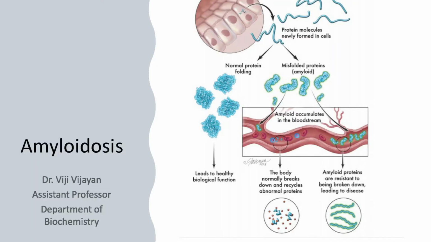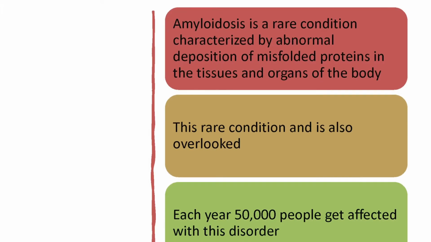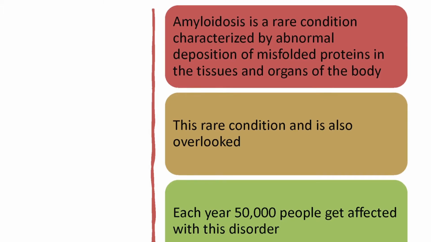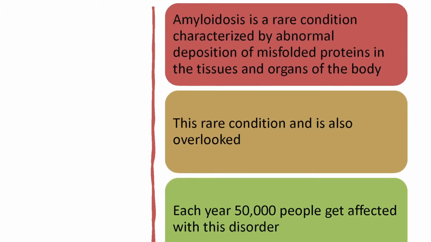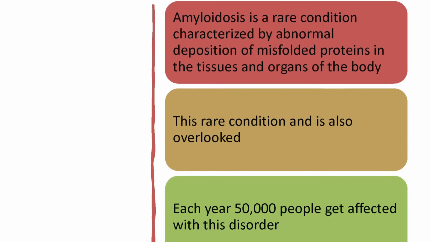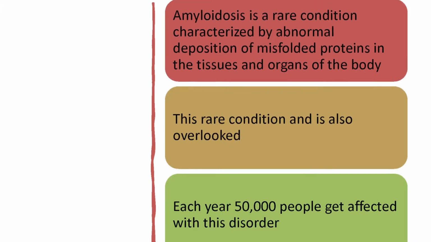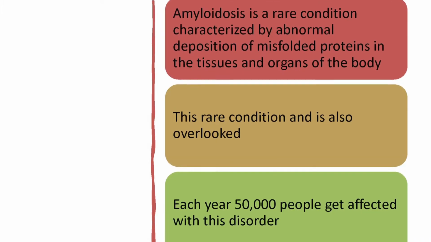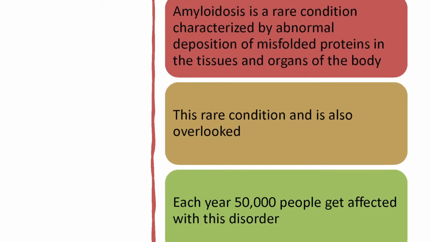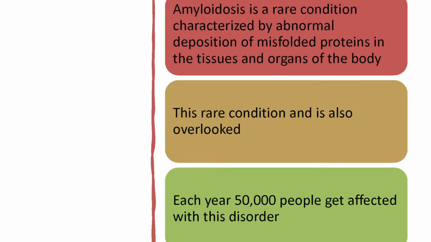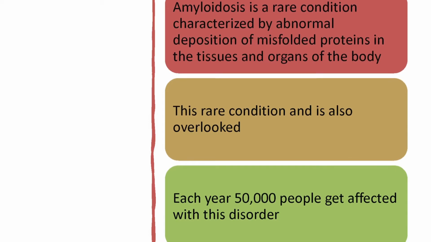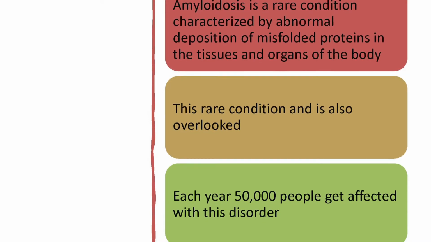Now amyloidosis is a rare condition which is characterized by abnormal deposition of misfolded proteins in various tissues and organs in the body. It is a very rare condition, and because it is rare, it is misdiagnosed by physicians and medical practitioners because they do not come across cases of amyloidosis on a routine basis.